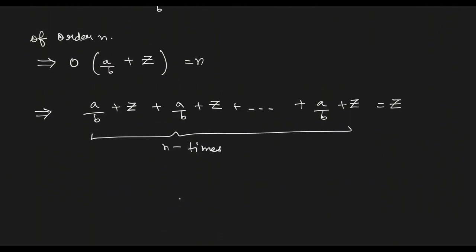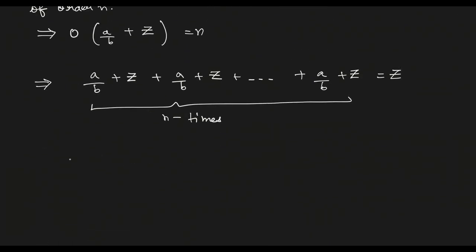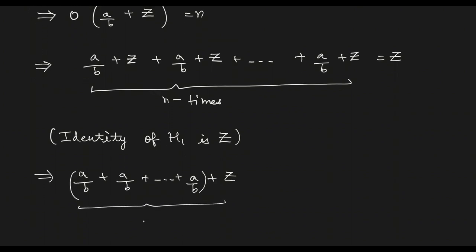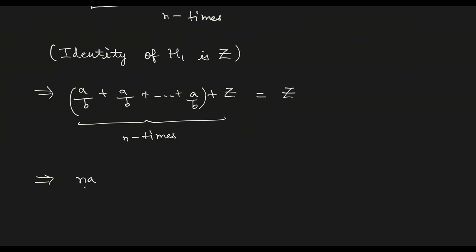And what is the identity of H1? It is Z only. Yes, ma'am, the identity of H1 is Z. So a by b plus a by b, and so on till a by b, up to n times, is equal to Z. This means that n a by b plus Z is equal to Z.